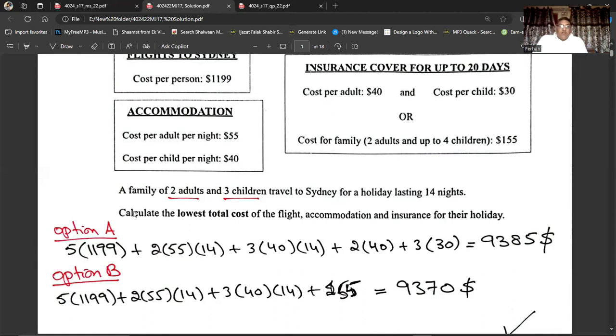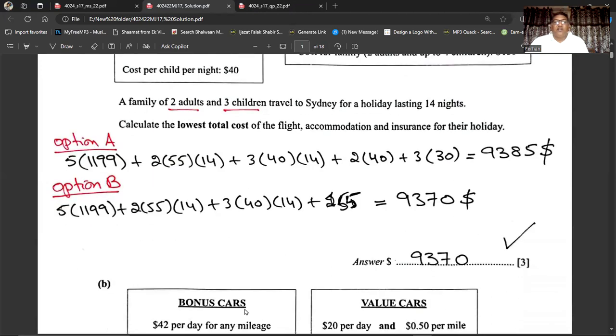In option B, flights for 5 people, and the cost per night for two adults for 14 nights, the cost for 3 children for 14 nights, plus the insurance. The insurance is for the whole family and it is $155. So for option B, the calculation will be 5 multiply 199 plus 2 multiply 55 multiply 14 plus 3 multiply 40 multiply 14 plus 155, and that will be $9,370. Now the cheaper option is option B.